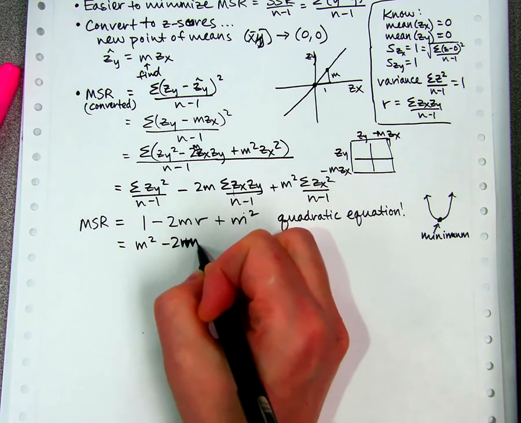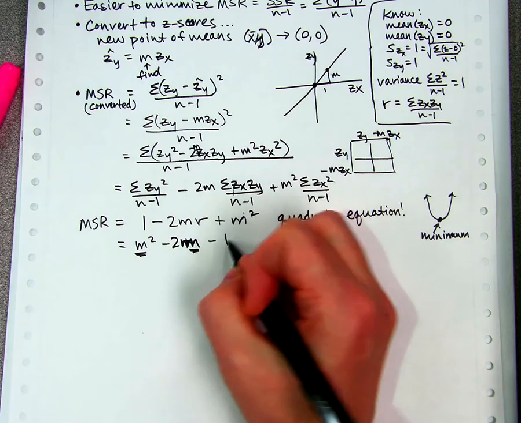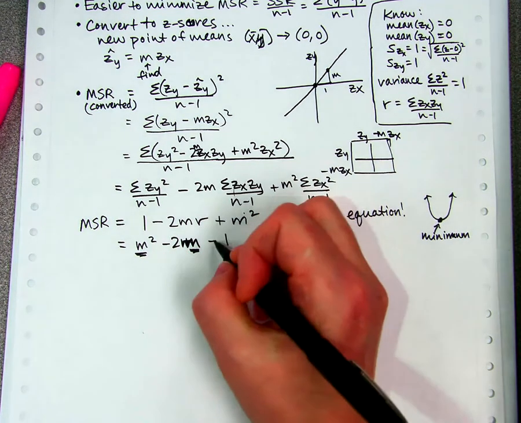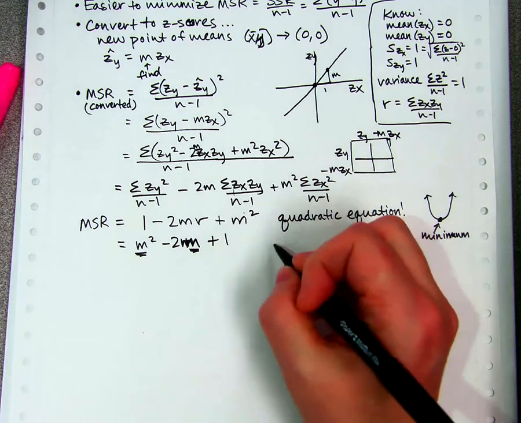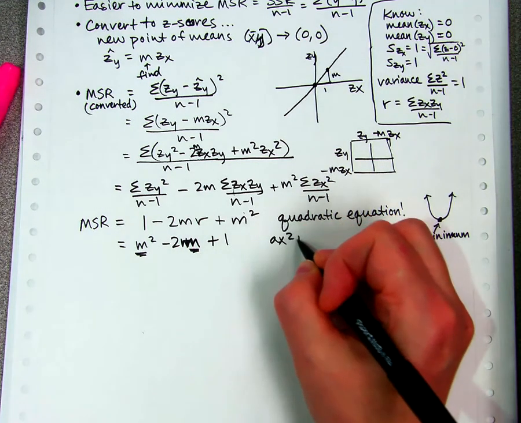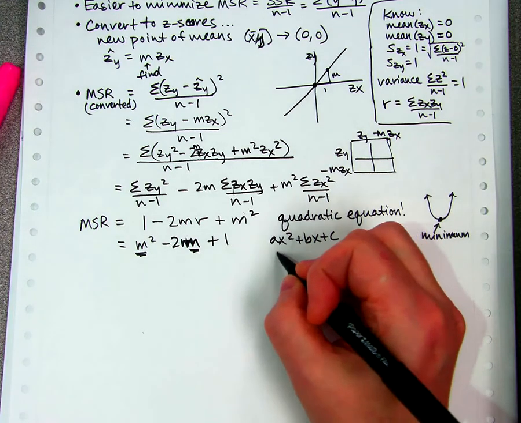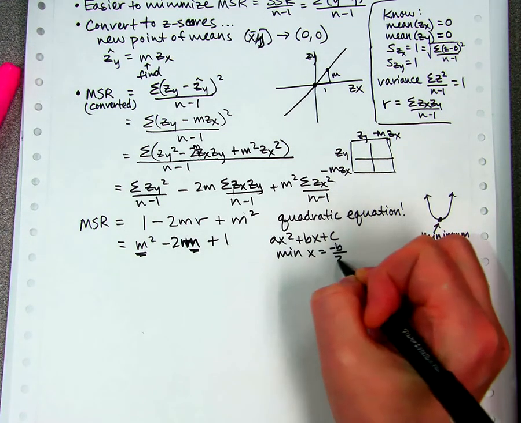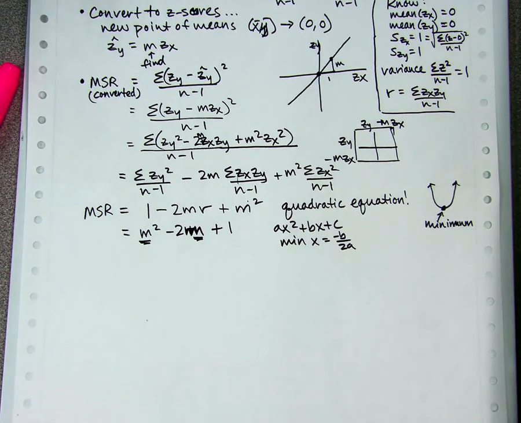Does it matter? No, except that this is kind of like x. And so I wanted to point out that if you have x squared plus something x plus something, I hope you already know how to find that minimum value. So remember ax squared plus bx plus c, and to find the minimum, you do something like x equals negative b over 2a. Or, if you know calculus, you could do it that way, but I'm going to go with the algebra method.